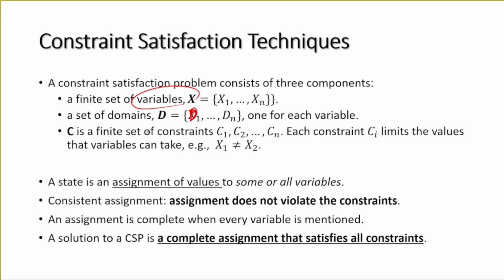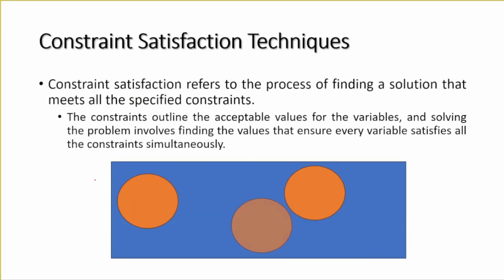So C is the constraint that we could bear with or discuss with. A state is an assignment of value to some or all of the variables. So meaning variable two might be utilized or might not be utilized. A consistent assignment does not violate the constraint, as long as this ball is not moving to the outside, so this is still approved by the constraint.